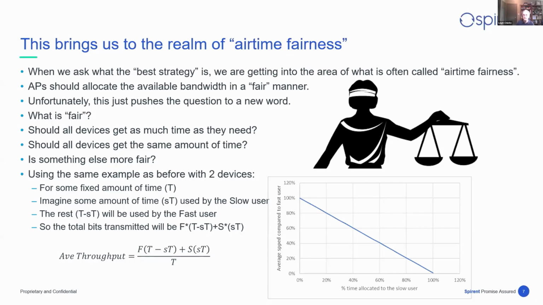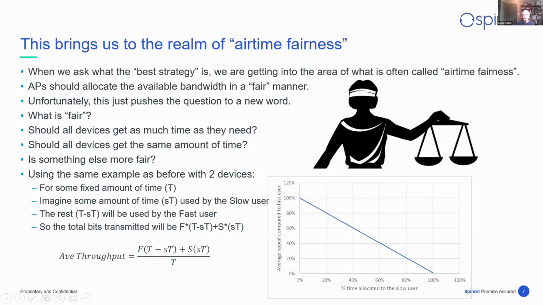Should all the devices get all the time they need? Well, we know what that leads to. Maybe the AP should only let the devices get the same amount of time. Would that be more fair? I mean, possibly. And what we're showing here is you can do a similar kind of intellectual exercise and say, well, what are the choices the AP has, right?